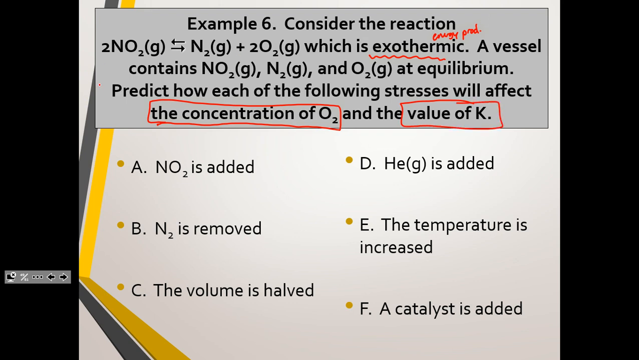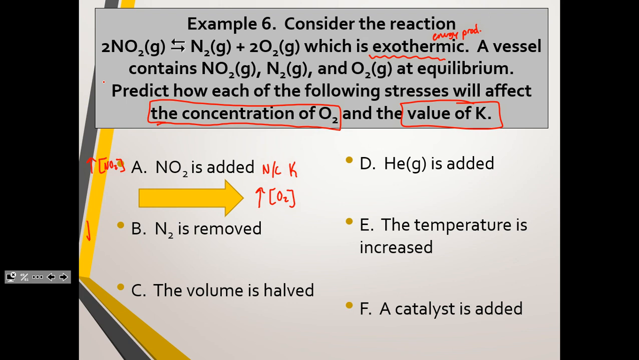NO2 is added. NO2 is a reactant. If we increase the concentration of NO2, equilibrium will shift to the right, which forms more oxygen gas. So let's fill this in. We're going to increase the concentration of O2, and there will be no change for the value of K.